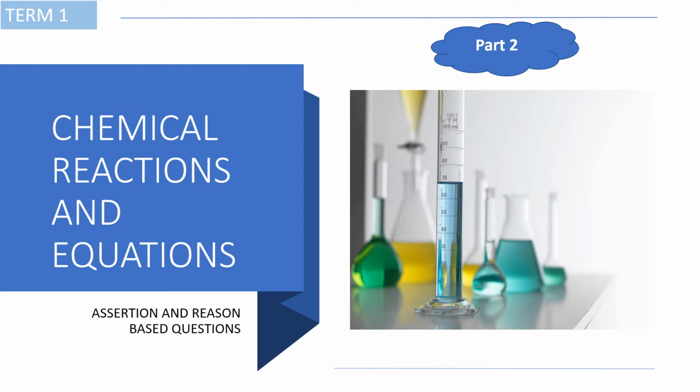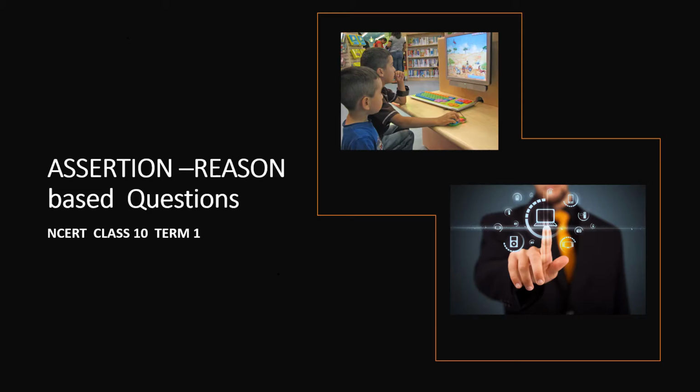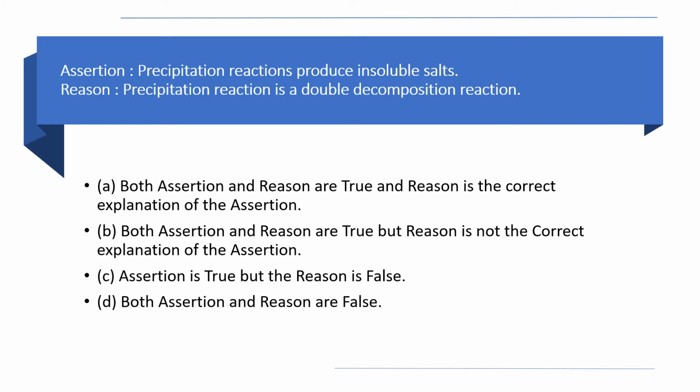Without wasting much time, we are going to the first question. Assertion: precipitation reactions produce insoluble salts. Reason: precipitation reaction is a double decomposition reaction or double displacement reaction, whatever it be. So what is an example? Give me an example for a precipitation reaction.